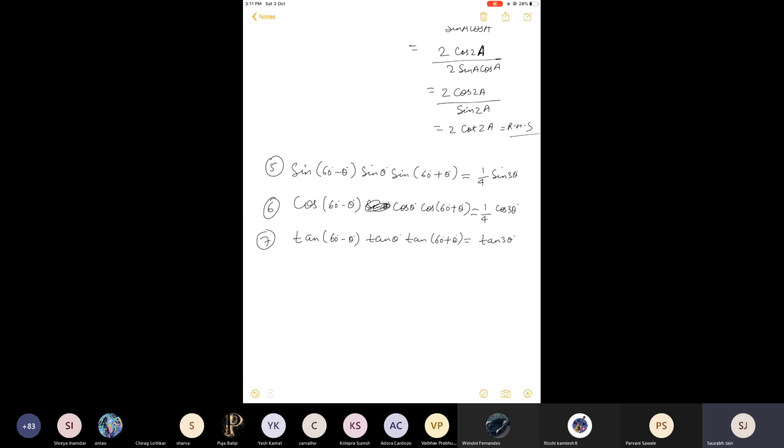So if you divide the fifth equation by the sixth, you will get the seventh result. That is why in the fifth and sixth, 1 by 4 is coming, but in the seventh, 1 by 4 is not coming because it has been cancelled. And sin upon cos is tan, so that is why tan 3 theta is there on the right hand side. I will take examples also based on this, but before that, let me prove the fifth one.